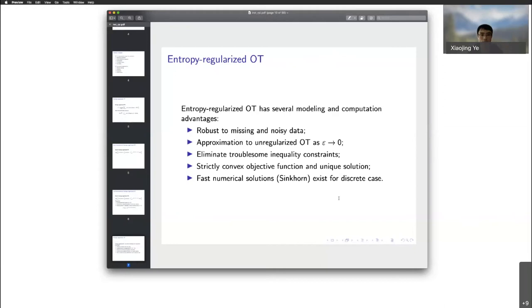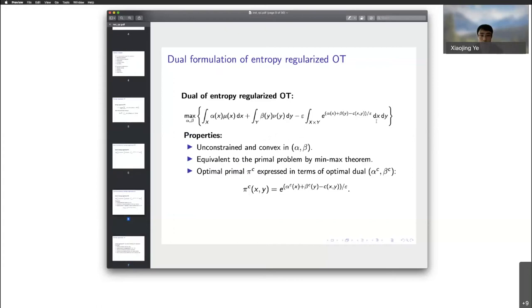There are many other nice features of this dual form. I'm just going to mention a few of them. The entropy term will help this problem to be more robust to noise and missing data. And it is an approximation of the original OT if we set the regularization parameter epsilon approaching zero. The problem itself is also strictly convex in alpha and beta, so it will have a unique solution.